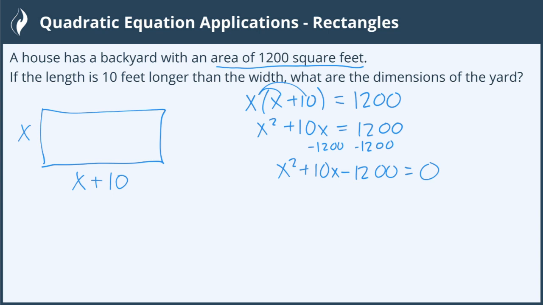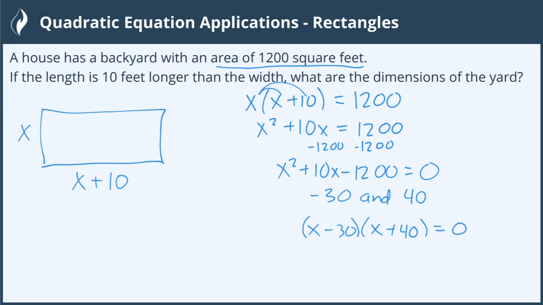And I think that would be negative 30 and 40. If I multiply those, I get negative 1,200. If I add them, I get 10. So when I factor, I can put x and x and minus 30 plus 40. So x minus 30 times x plus 40 is the factored form of x squared plus 10x minus 1,200.